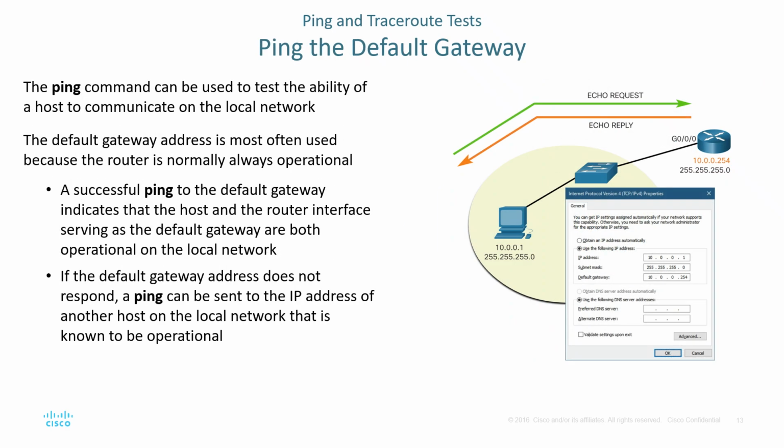The ping command can be used to test the ability of a host to communicate on the local network. The default gateway address is most often used because the router is normally always operational. Now, a successful ping to the default gateway indicates that the host and the router's interface serving as the default gateway are both operational on the local network. If the default gateway address does not respond, a ping can then be sent to the IP address of another host on that local network to see if that host is operational. If that host is operational, now you can start troubleshooting at your default gateway parameter.